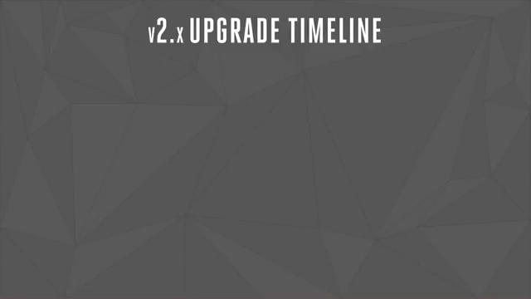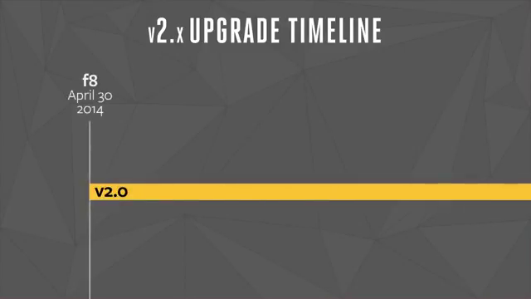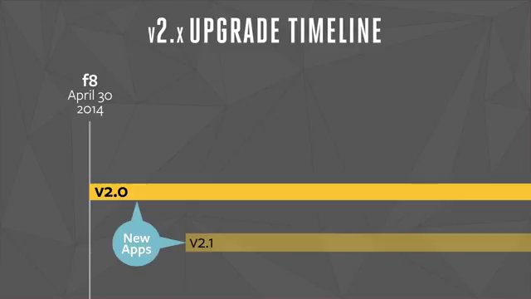We wanted to give developers plenty of time to upgrade to V2 of the API. Here's how the upgrade timeline works. We announced V2.0 of the Graph API at F8 on April the 30th, 2014. Since then, we've announced a further update, V2.1. Both versions will be around for at least 2 years from launch.